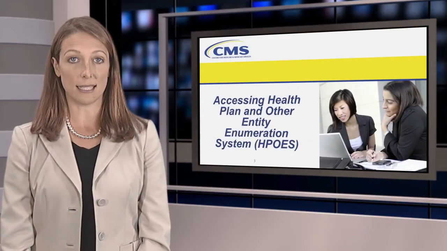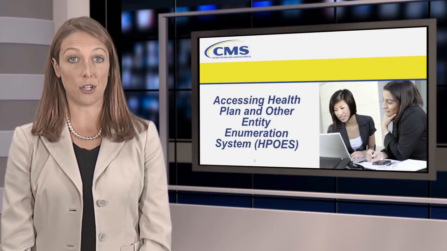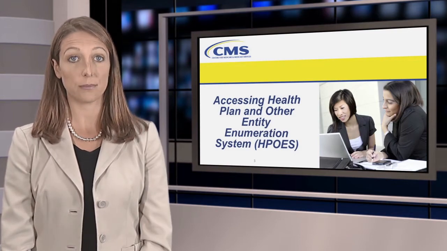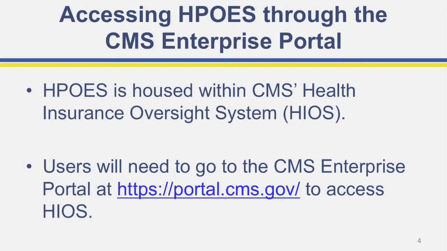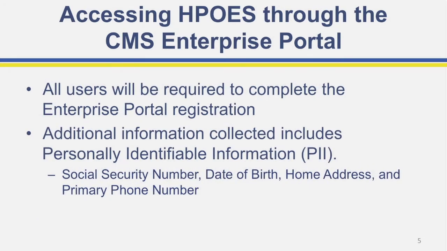We'll begin by discussing how to access the Health Plan and Other Entity Enumeration System. HIPPOs resides within the Health Insurance Oversight System, which we refer to as HIOS. You will need to use the CMS Enterprise Portal to access HIOS. Users will need to register in the Enterprise Portal to obtain a user ID and password. As part of the Enterprise Portal registration process, you will need to provide personally identifiable information, including Social Security number, date of birth, home address, and primary phone number.